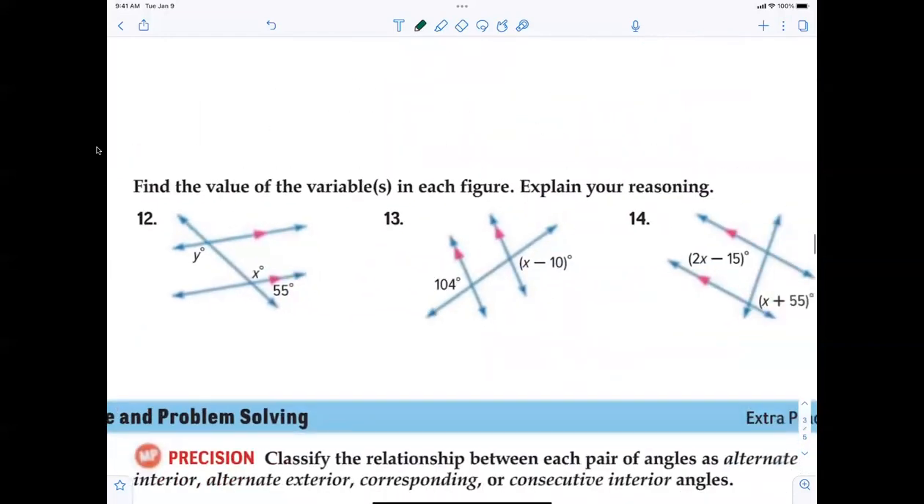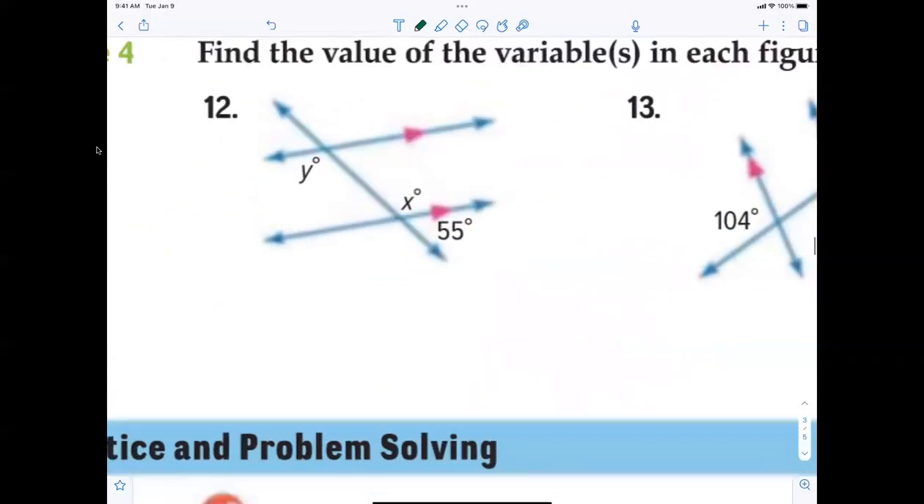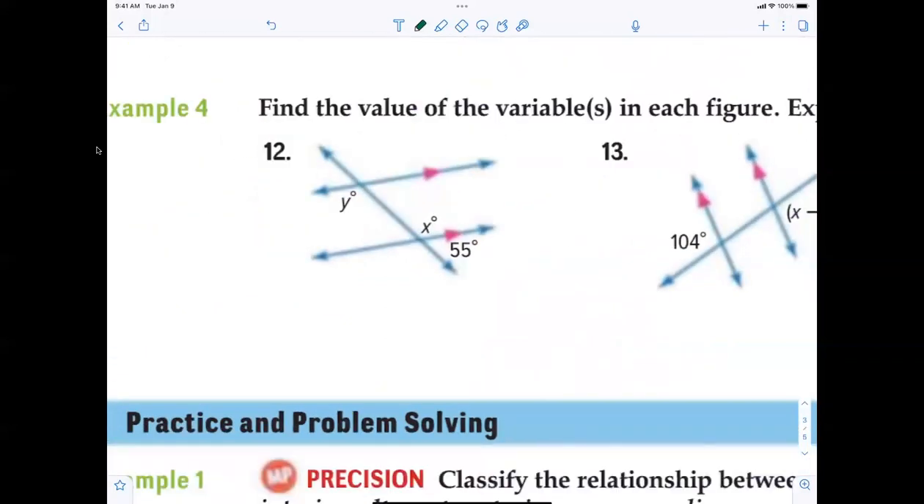All right. So here we go. I need help with X and Y for number 12. What is it? What's X? 125. Everybody agree with that? Yes, I agree. Thank you. And what's Y then? Everybody happy with that? 125 and 125. Okay.